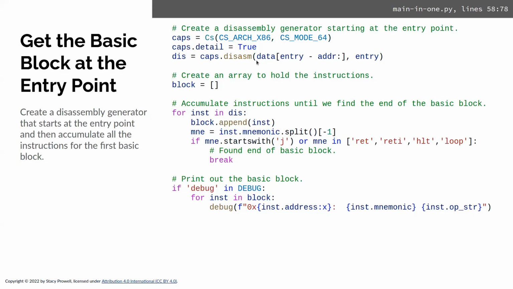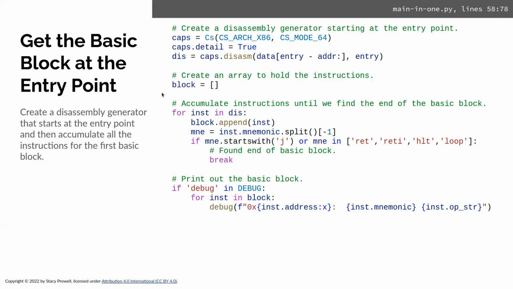The disassembly generator still needs to, all this is just still an array of bytes. There's nothing special about it. It does not know what the address of index 0 of this sliced array is. So I tell it the address of byte 0 is entry. And so now it has enough information, and it gives me back a disassembly generator.